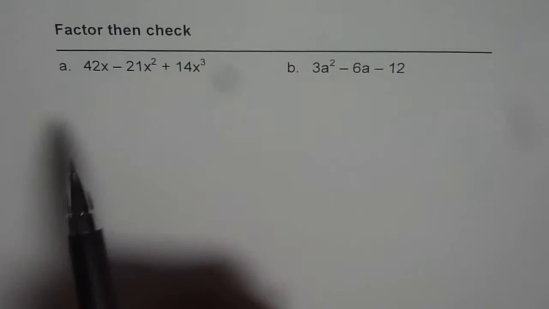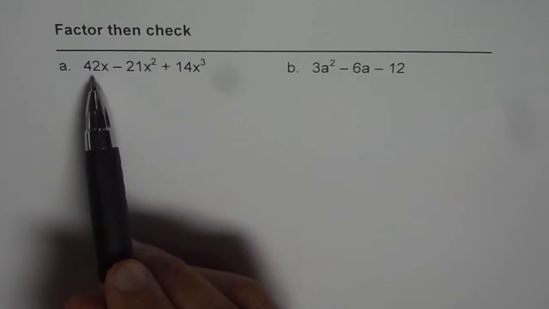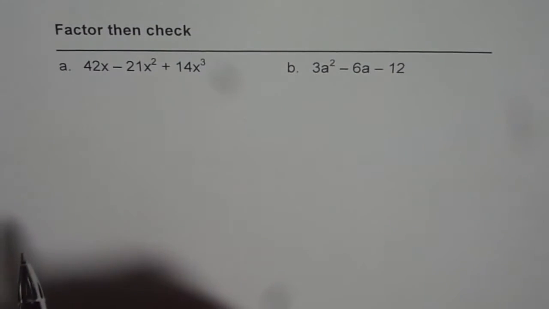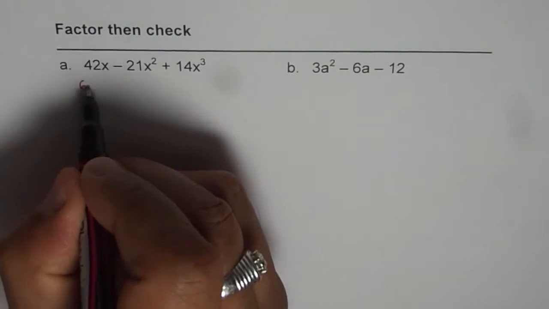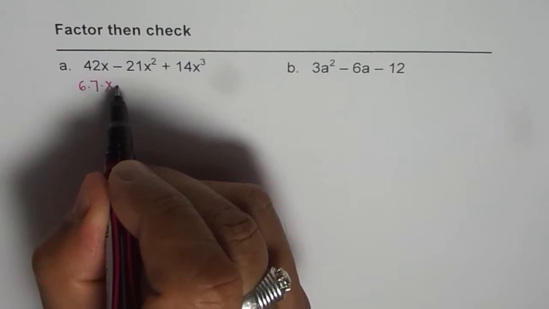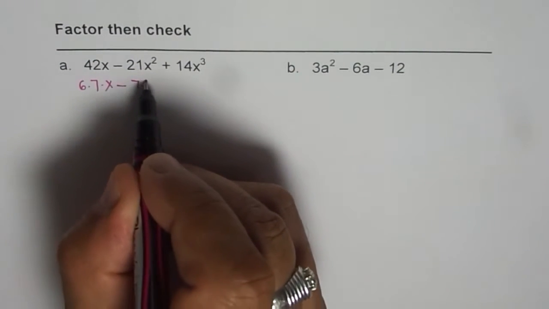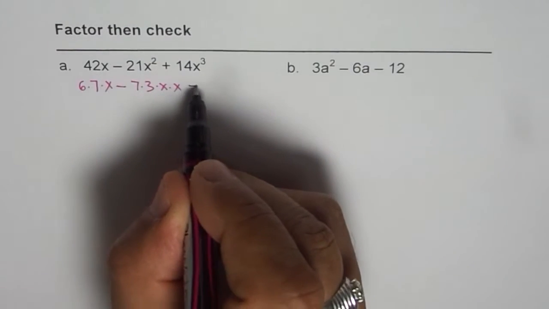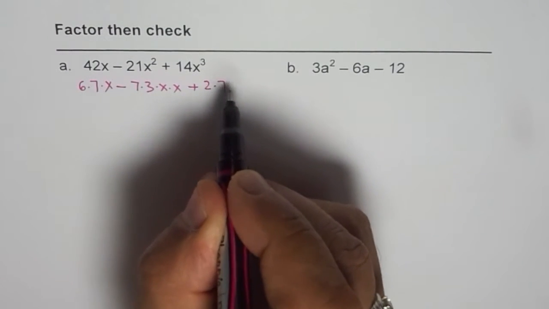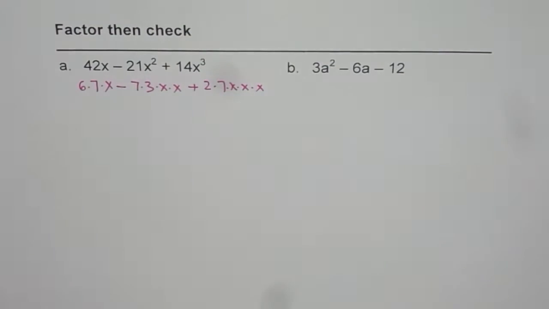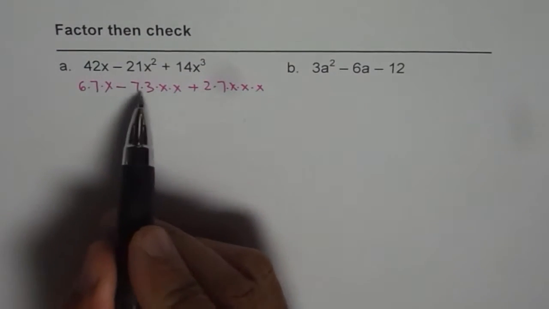Now amongst the numbers, 42 is 6 times 7, 21 is 7 times 3, and 14 is 7 times 2, right? So our thinking is like this. 42 could be written as 6 times 7, and then we have a factor x. 21 is, let me write this as minus 7 times 3, and the factors are x and x, so x squared, plus 14 is 2 times 7, and we have x, x, and x, right? So if you see this, 7 and x are common, right?